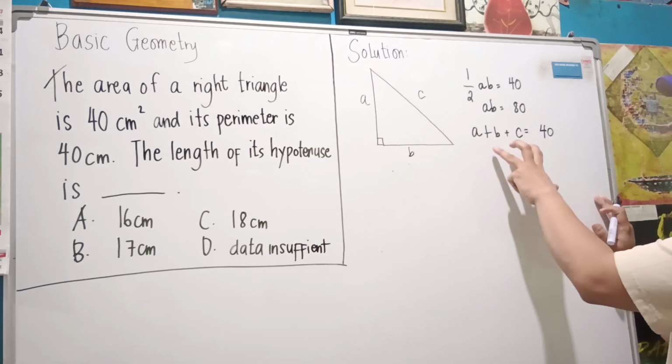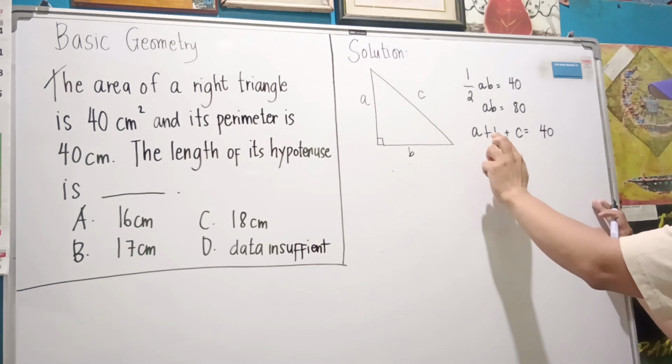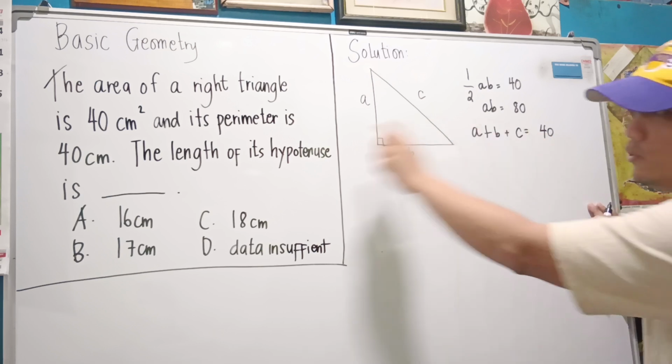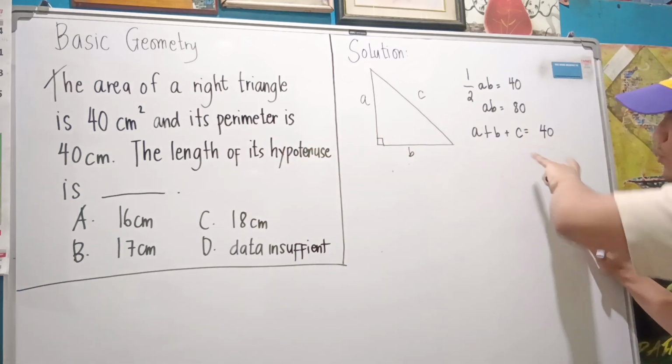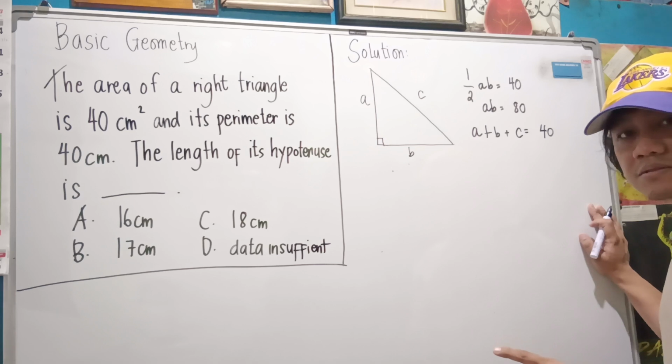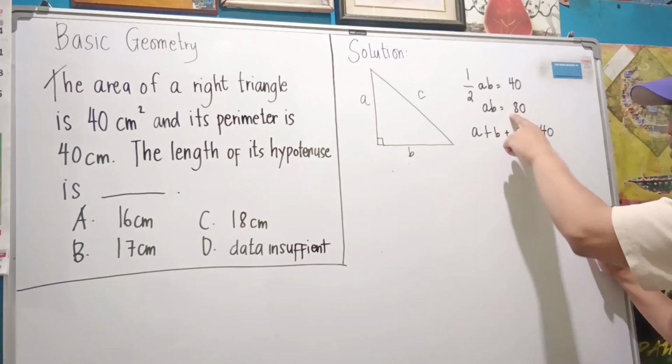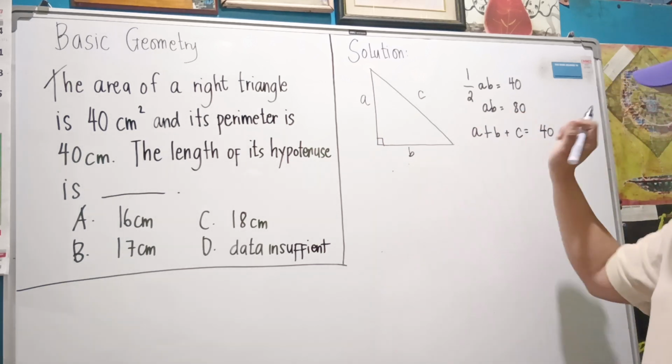So how do we now do the second equation, Sir IJ? A plus B plus C equals 40 and we are looking for the value of C. How do we eliminate A and B? And we already have the value of AB. Okay, this is how it goes.